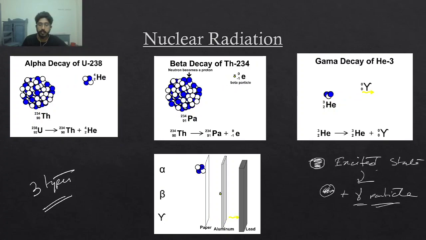So the penetration of those three types of radiation is shown here. An alpha particle is easily blocked by a thin sheet of paper, a beta particle is blocked by a sheet of aluminium, and a gamma particle is blocked by a thick sheet of lead.